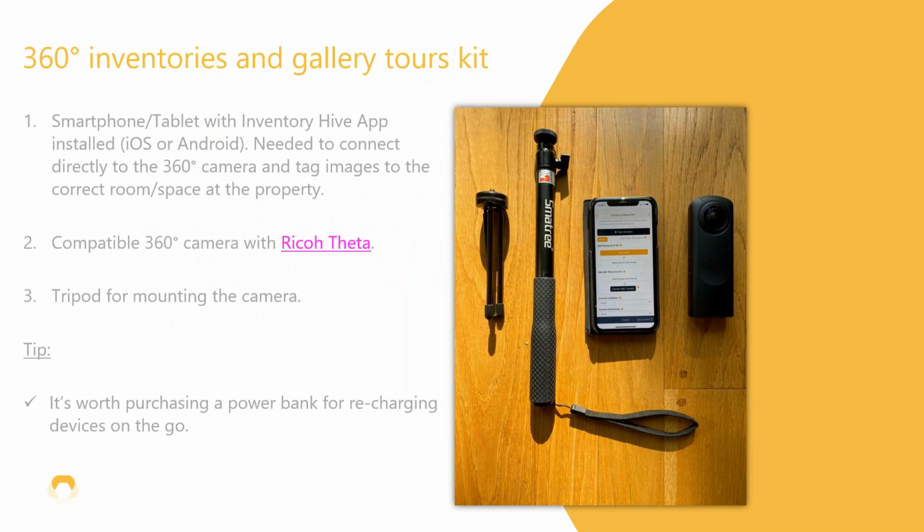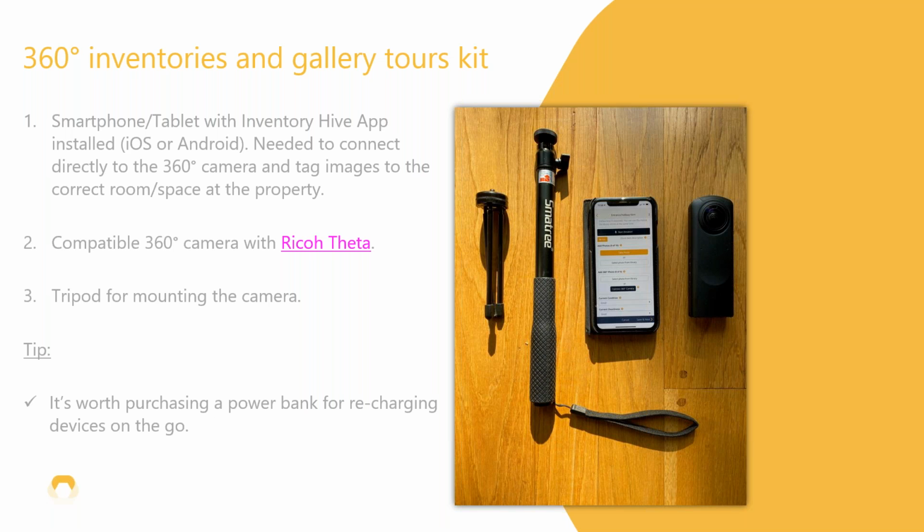So in terms of creating 360 inventories that you can then export into gallery tours, which, as I say, we're going to show demos of in just a moment, what kit would you need? The first thing you would need, of course, is a smartphone or tablet with the Inventory Hive app installed. That could be on iOS, an Apple device, or an Android device, such as a Samsung, for example. And that's needed to connect directly to the 360 camera and tag the images to the correct room and space of the property.